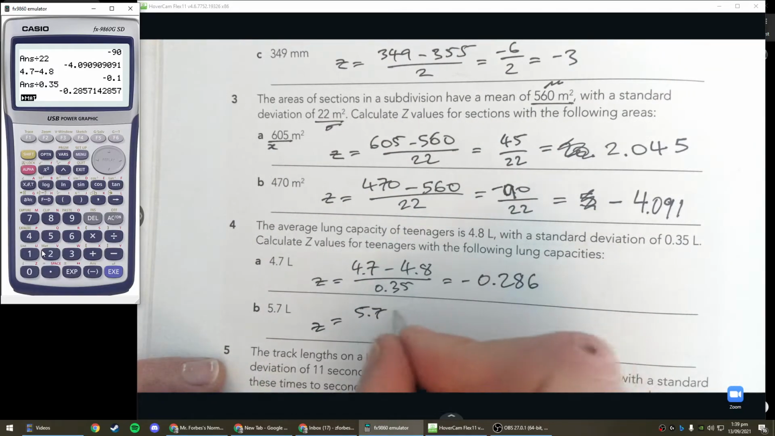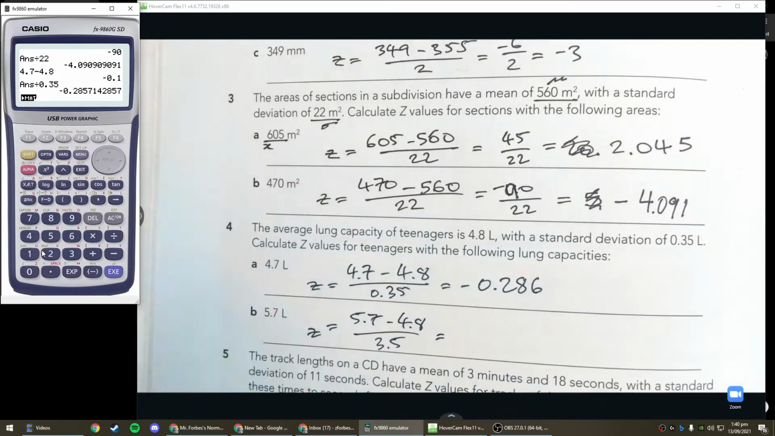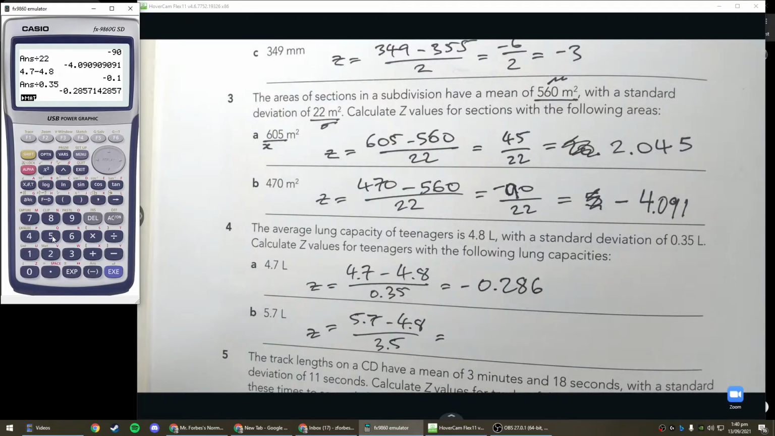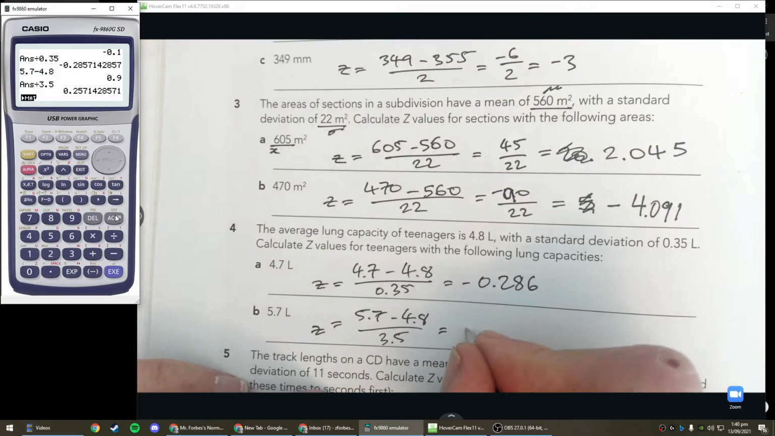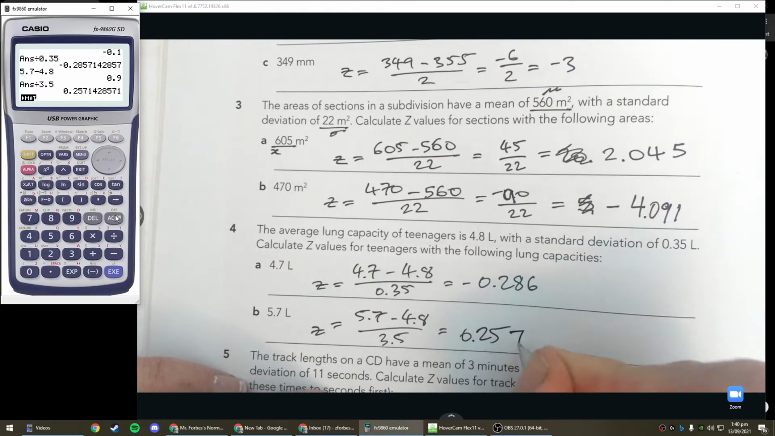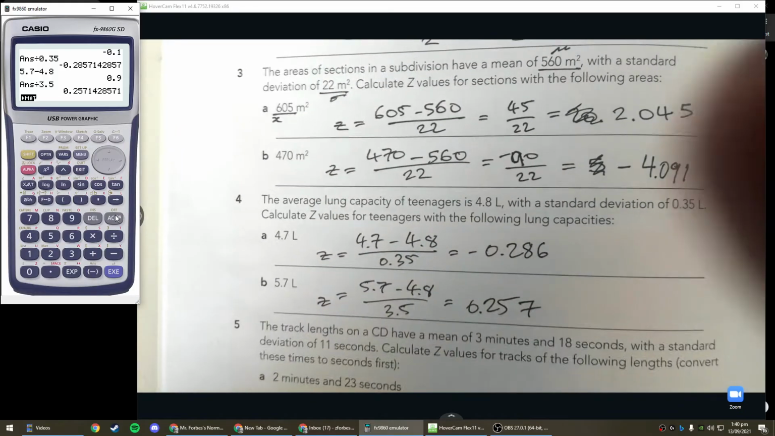Next one, z equals 5.7 minus 4.8 over 0.35. Let's do that one now. 5.7 minus 4.8 divided by 0.35. Oopsies, that will not work. Do not do that at home. This one gets us 0.257. Okay, we're nearly done. I'm going to see if I can move my camera without ruining the focus completely.